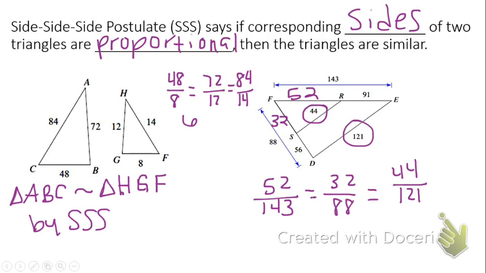So again, you just type all those in your calculator and see that they all give you the same decimal. So they're similar. So we can say triangle FDE is similar to triangle FSR by side.